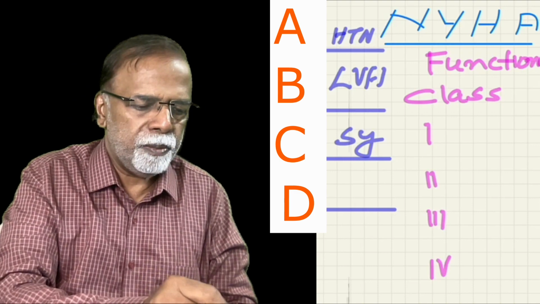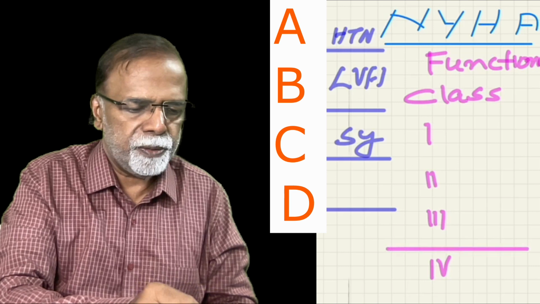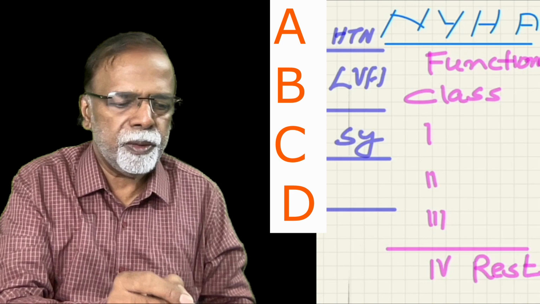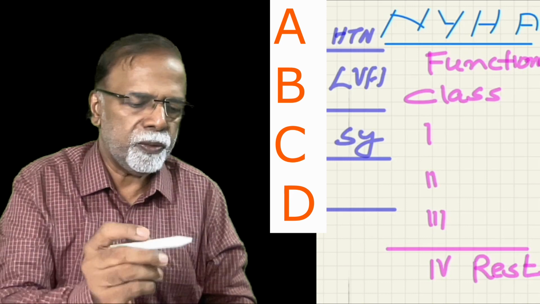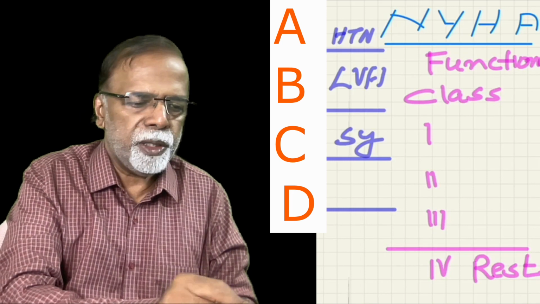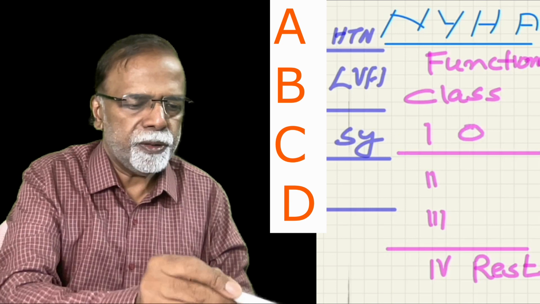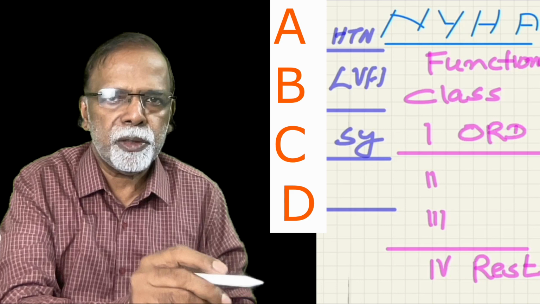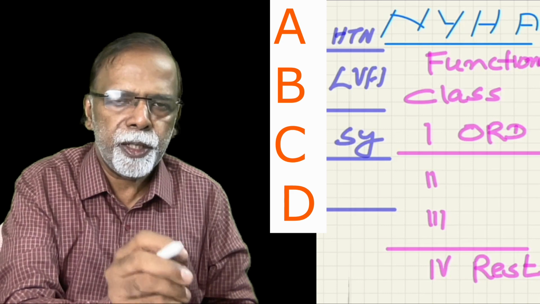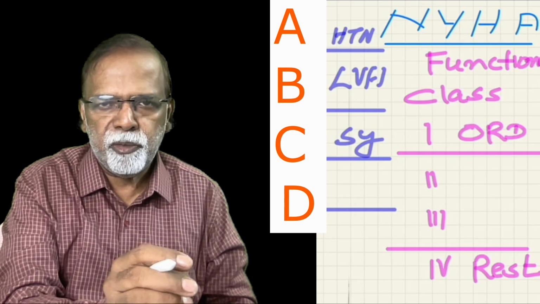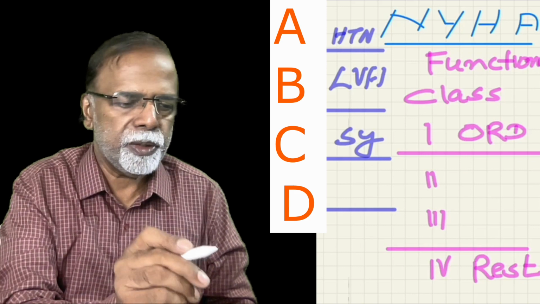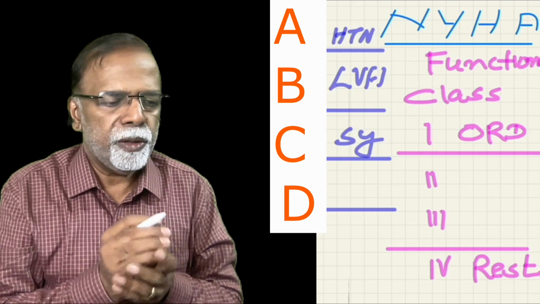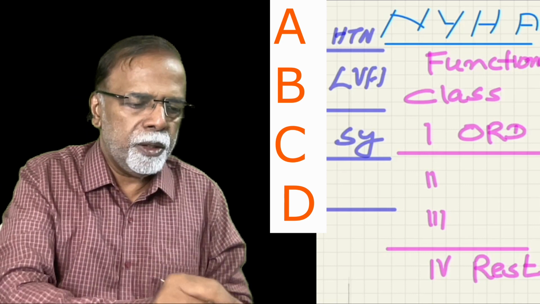Class 4 means the patient is symptomatic at rest. Even during rest, the patient is having symptoms. That is class 4. Class 1 means ordinary activities will not produce any symptoms. So for example, somebody walking 1 kilometer a day will not develop symptoms, but more than that, he will develop symptoms. Unaccustomed exertion will lead on to symptoms.